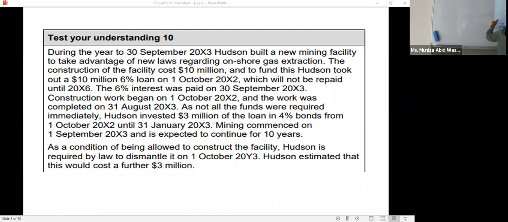So how many years after construction does it have to be dismantled? It started on 1st October 2002 and it has to be dismantled on 1st October 2013. How many years are there? 11 years, is it? So for 11 years, we have to convert this dismantling cost into the present value. Am I right, students? So present value of dismantling cost.